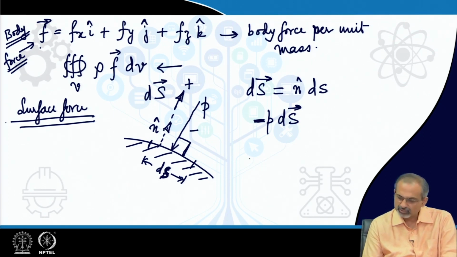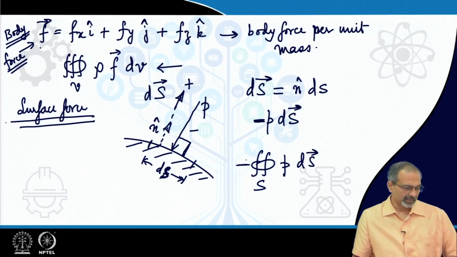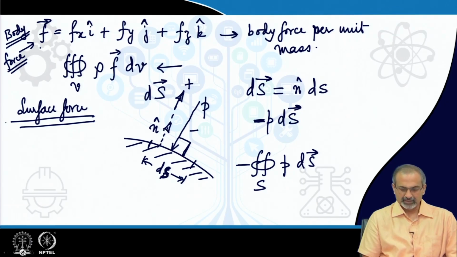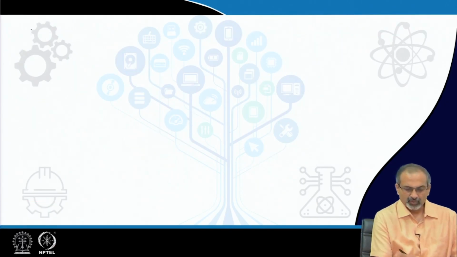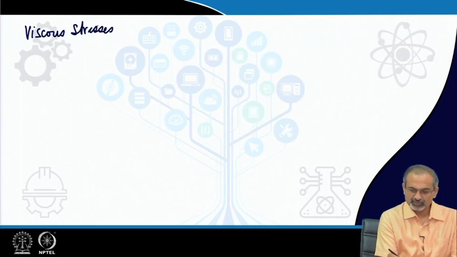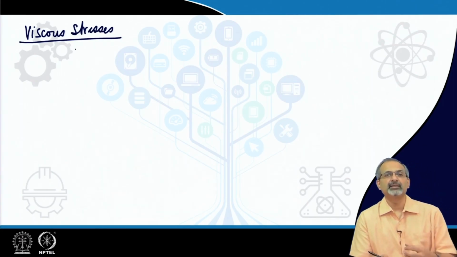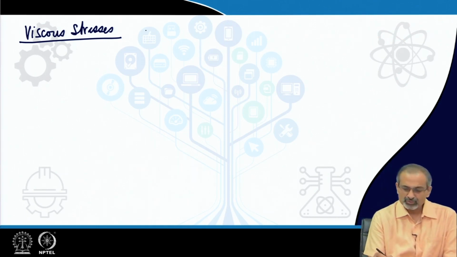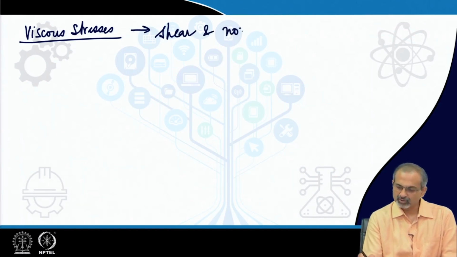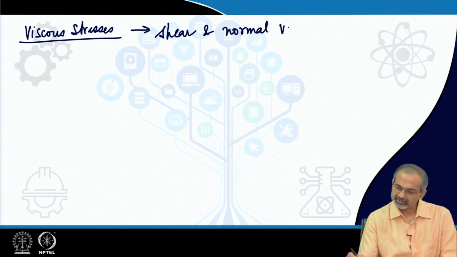Therefore, the sum total force due to pressure would be the surface integral of P dS with a negative sign. So, that is the total effect of pressure as a surface force. As far as viscous forces are concerned, we have to first understand how these viscous forces are created. They are created through viscous stresses, which acting on a particular elemental area create the forces. So, there are two types of viscous stresses, shear and normal viscous stresses.